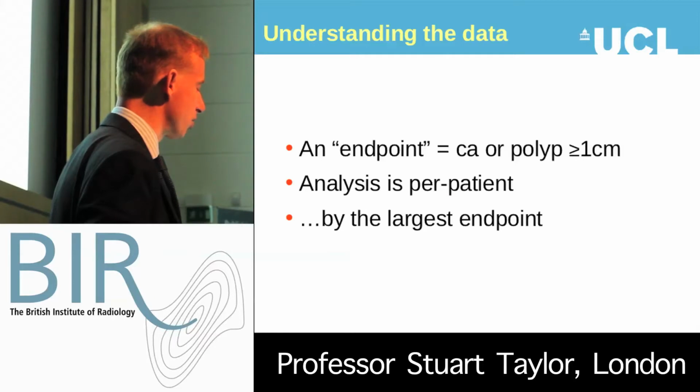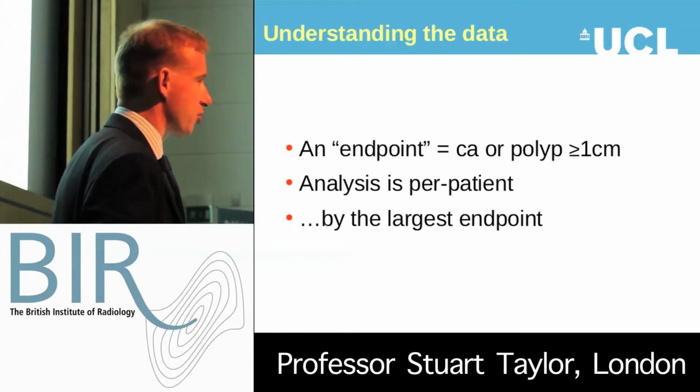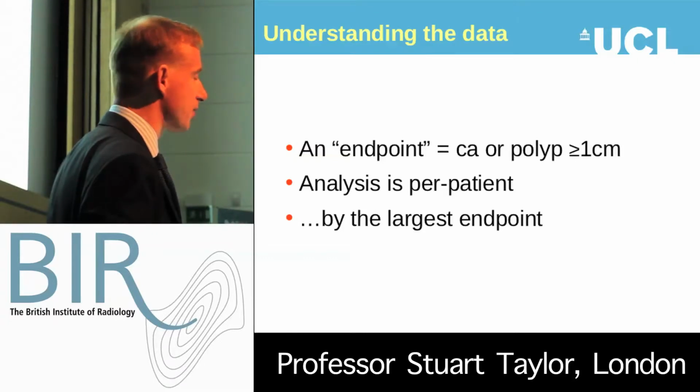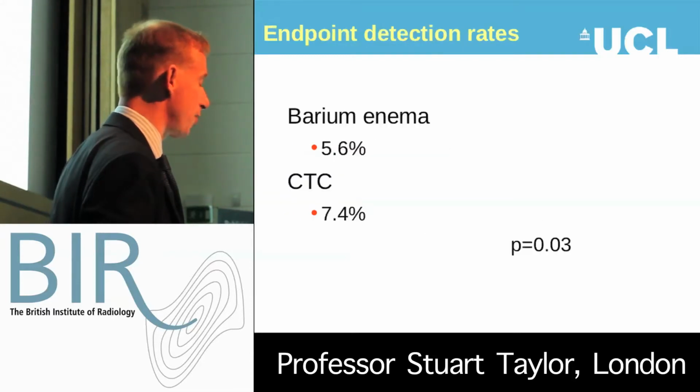So what were the results? Well, remember, it's a randomised trial. If both tests were performing equally, barium enema and CTC, this percentage should be the same. You should find the same number of cancers and the same number of large polyps, because patients should be equally represented in each group. The pick-up rate for barium enema was 5.6% of patients having one of these endpoints, whereas for CTC it was significantly higher. It may not look like a big difference, but that's nearly a third more cancers or large polyps found at CTC. A significant difference.